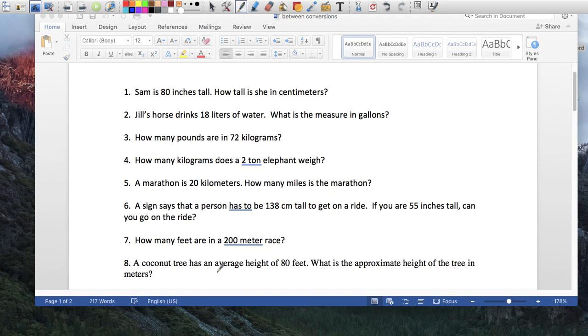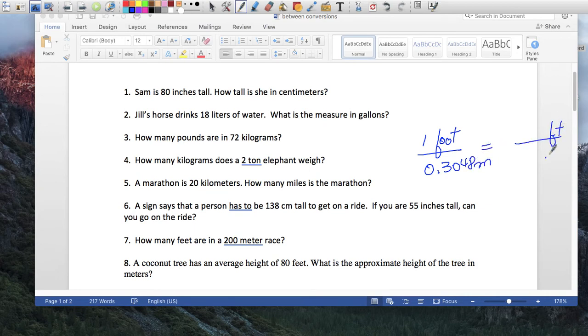A coconut tree has an average height of 80 feet. What's the approximate height of the tree in meters? So we're going backwards, okay, so 80 feet, so we're going feet to meters. So look on the right side, which is customary to metric, and says 1 foot. Is there such a thing? Yes, well, 1 foot equals how many meters? 0.3048 meters.